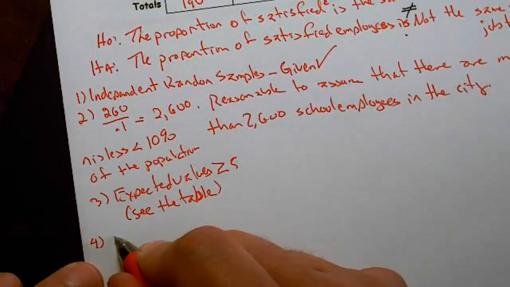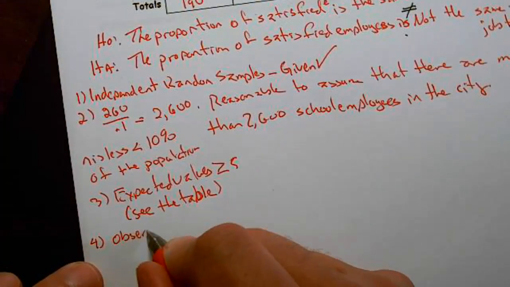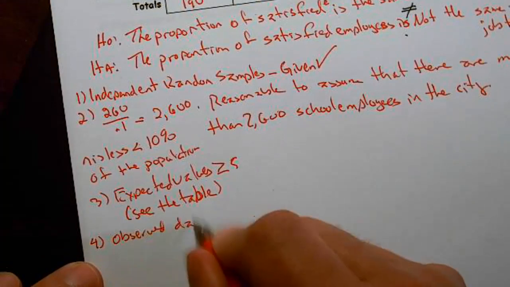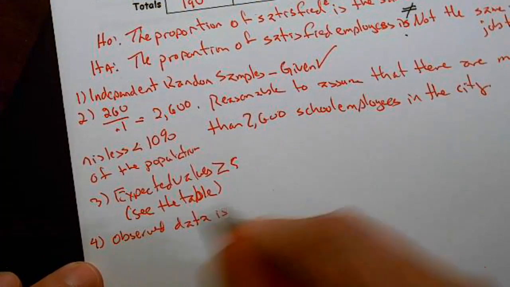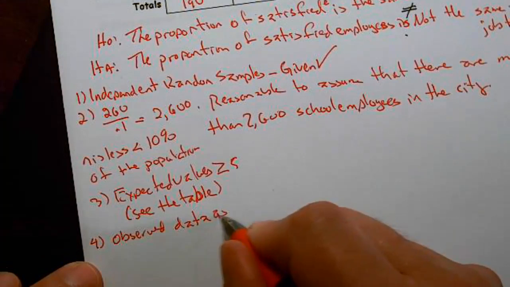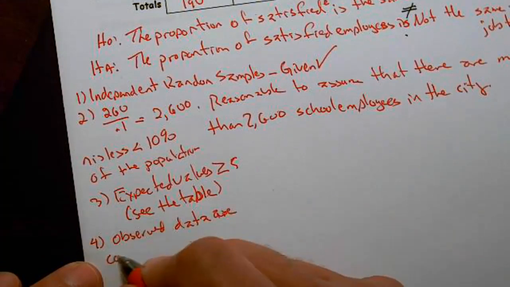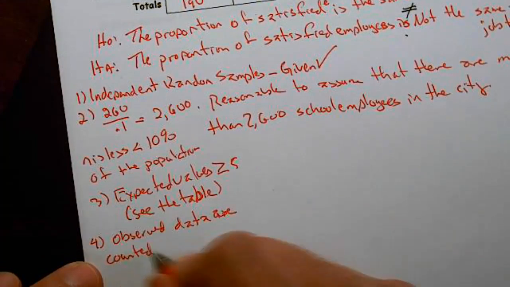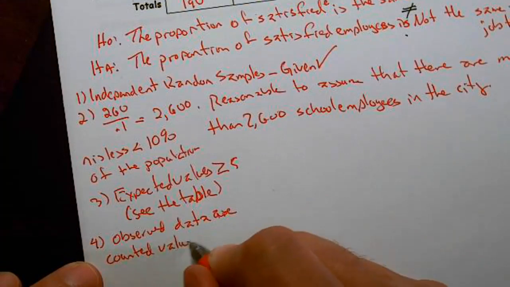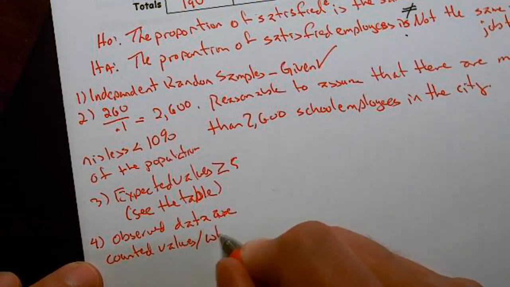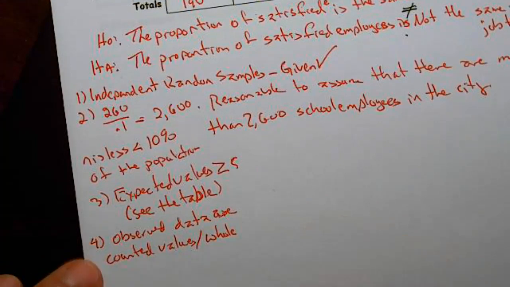For observed data is or are counted values, slash whole numbers. All right.